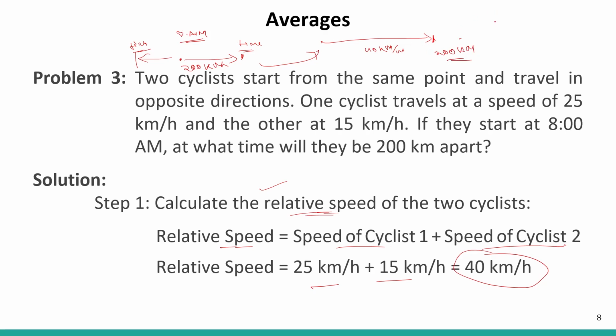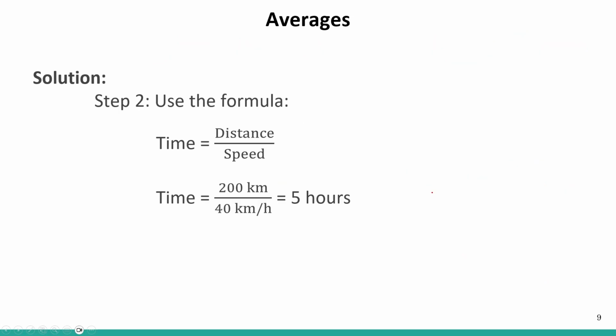So this problem will be solved by this formula. Speed is equal to what? Distance by time. So this implies that time is equal to distance by speed. So it will be equal to what? Distance will be 200 by 40. So this is equal to 5. So 5 hours it will take. So 8 a.m. plus 5 hours is equal to 1 p.m., right? So the time will be 1 p.m.